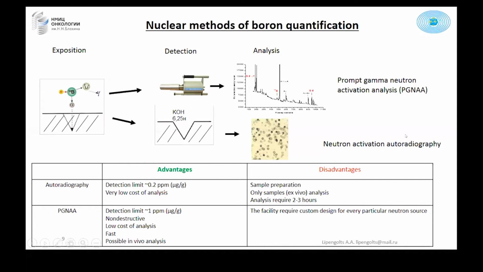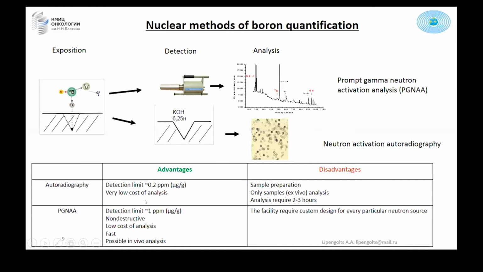Another approach is autoradiography, which is based on detection of charged particles, and for that polymeric plates are used. When charged particles enter the volume of that plate, they create chemical damages, and these damages can be revealed with etching, forming tracks visible in an optical microscope. The number of tracks is proportional to boron quantity.